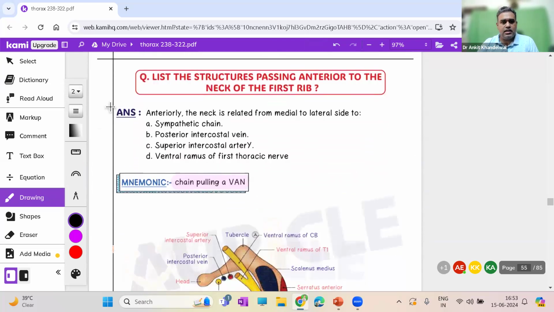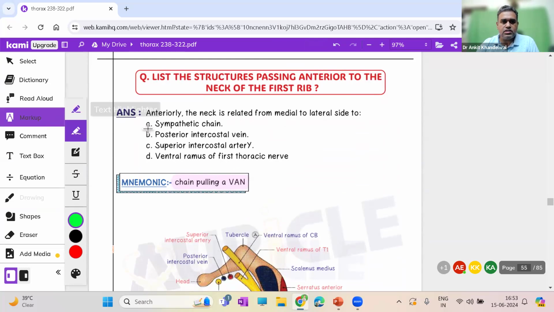A list of structures can sometimes come as a small question: structures lying anterior to the neck of the first rib. Remember these three-four structures. Just read it. They are going from medial to lateral side.